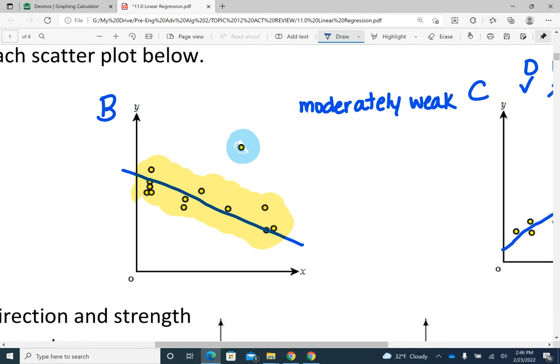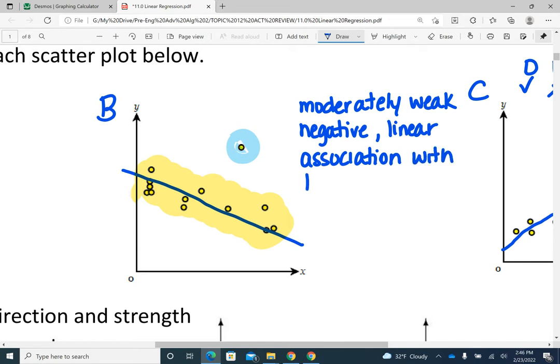It's not super weak, but it's kind of weak. So moderately weak, negative, linear association or relationship with 1 point above all the rest.